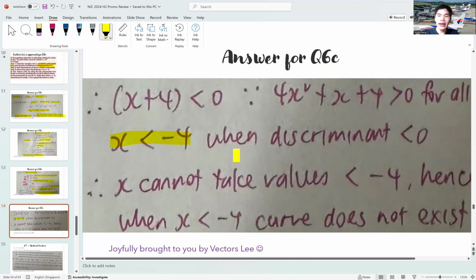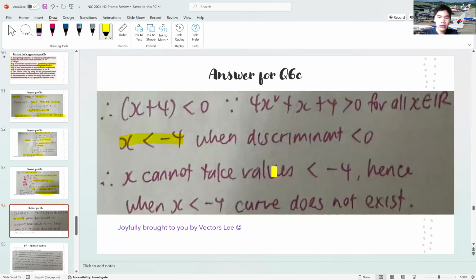when its term is less than 0. And hence, I make this conclusion that x cannot take the values that are less than -4. And that is the reason why when x is less than -4, the curve does not exist. So the learning point from here is, when you're asked to find the set of values that x can take, always try to imagine a vertical line x equals k intersecting the curve. If it does not intersect the curve, then it cannot take any real values of x.